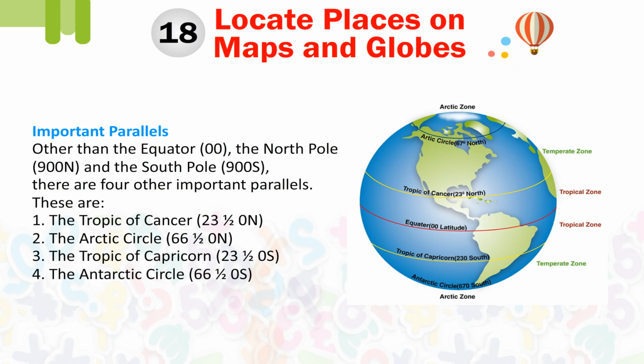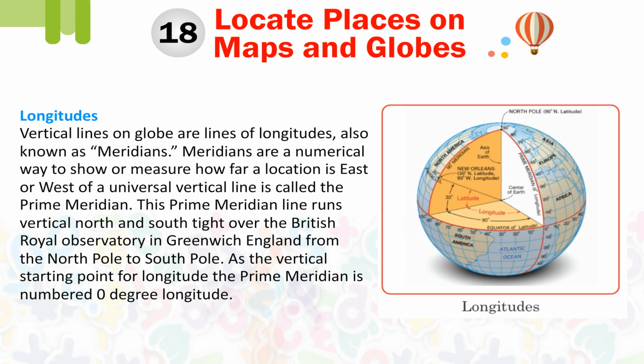Important parallels. Other than the equator at 0 degrees, the North Pole at 90 degrees north and the South Pole at 90 degrees south, there are 4 other important parallels. These are: first, the Tropic of Cancer, 23.5 degrees north. Second, the Arctic Circle, 66.5 degrees north. Third, the Tropic of Capricorn, 23.5 degrees south. Fourth, the Antarctic Circle, 66.5 degrees south.